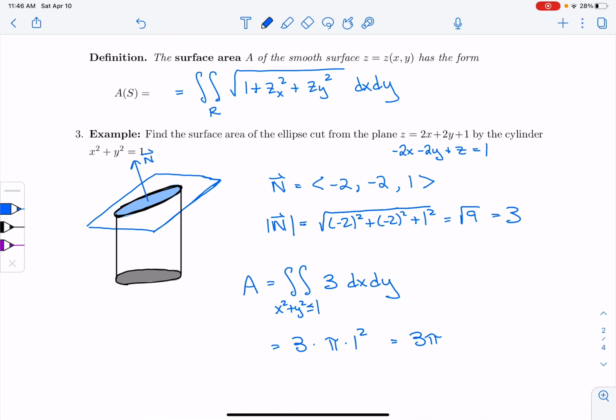Now you could convert this integral to polar coordinates and do it in polar coordinates, and that would give you the same answer. But here, I think it's easier to think about it as the area of that region x squared plus y squared is less than or equal to 1, so the area of the unit circle, which is pi.